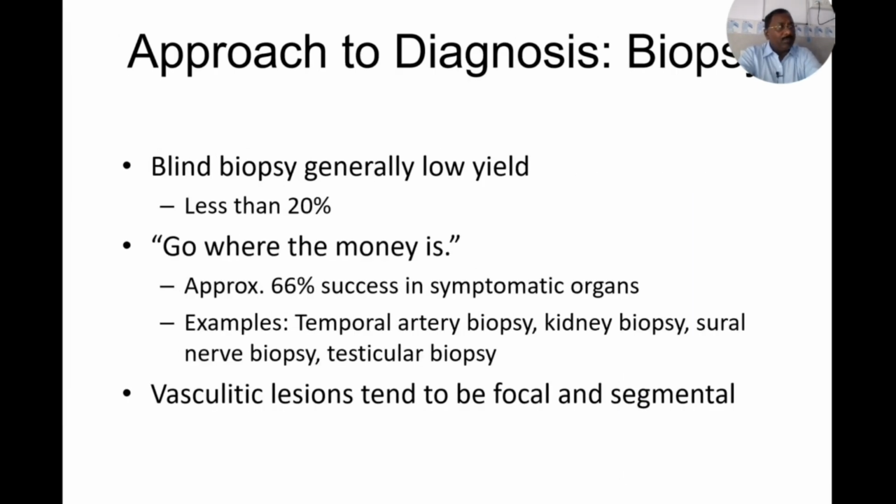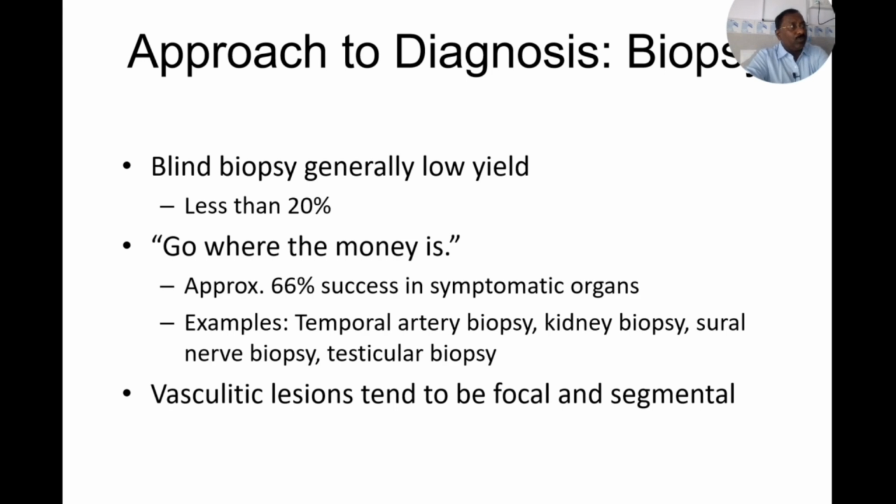I told you the biopsy is the gold standard. The blind biopsy is generally low yield, less than 20%. So go where the money is. That is a wise biopsy. A long segment biopsy is very much needed here. Approximately 66% success in the symptomatic organs. Temporal artery biopsy, kidney biopsy, sural nerve biopsy, testicular biopsy, skin biopsy. So that is also very important here.